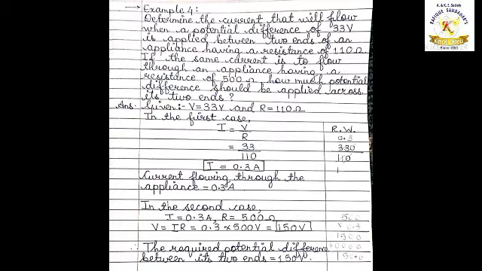Now students, in this numerical, two cases are given, two conditions. The first case: first write the given things. What is given? V is given as 33 volts. Potential difference is given as 33 volts when the resistance applied is 110 ohms. So in the first case, we have to find out the current. So I equals V upon R. To find out the current, the formula is I equals V upon R. So the value of V is 33 and R is given as 110 ohm.